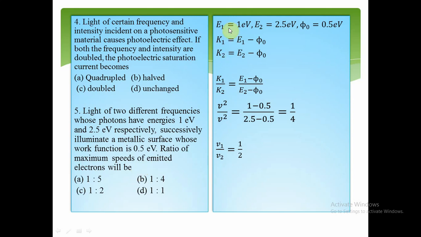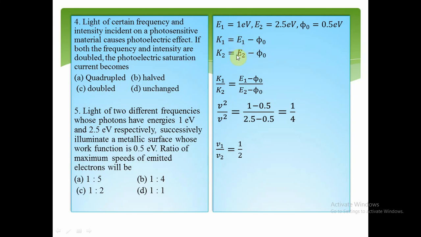Therefore, first I have written here the given terms. E1 is the energy of the first incident photon, 1 electron volt, and E2 is the energy of the second incident photon, 2.5 electron volt, and both are incident on the same material. Therefore, the work function must be the same for both, that is 0.5 electron volt. I have written two equations for the two different kinetic energies of the ejected photoelectrons from the metal. That is, K1 is equal to E1 minus phi 1, K2 is equal to E2 minus phi 2.